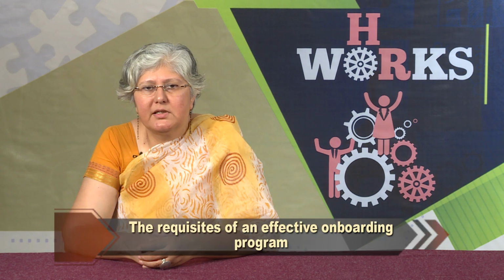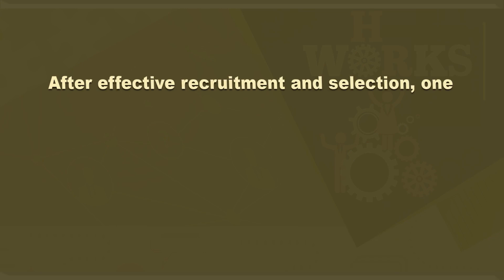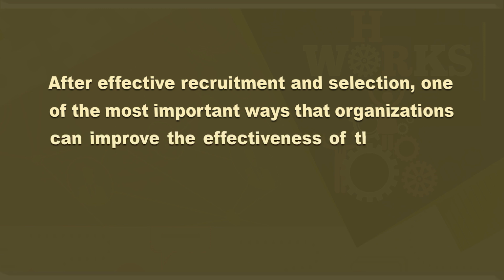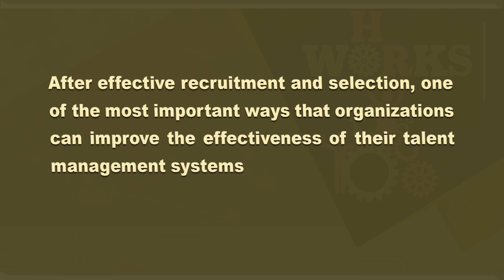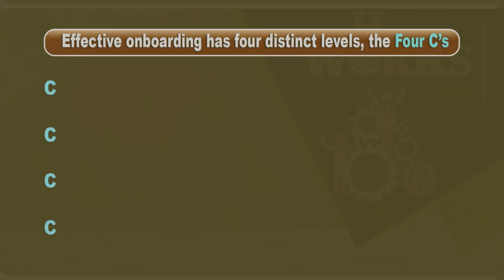Now we move to the discussion of what may be the requisites of an effective onboarding program. After effective recruitment and selection, one of the most important ways that an organization can improve the effectiveness of the talent management systems is through strategic use of onboarding. Onboarding is the process of helping new hires adjust to the social and performance aspects of their new jobs quickly and smoothly. Effective onboarding has 4 distinct levels, which are known as the 4 C's.